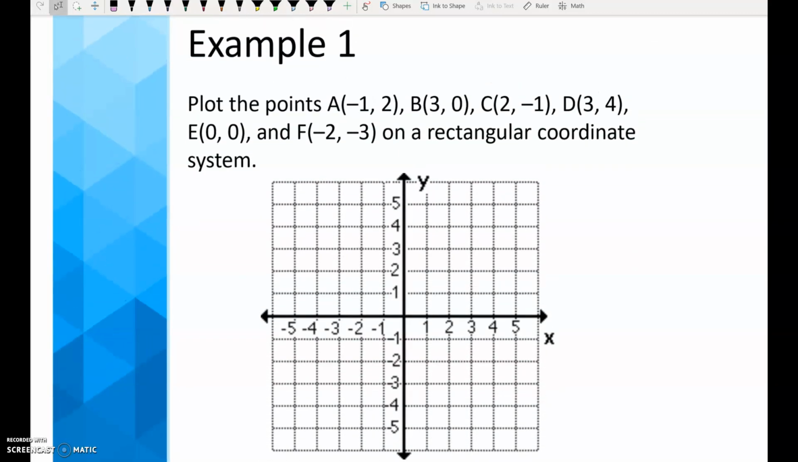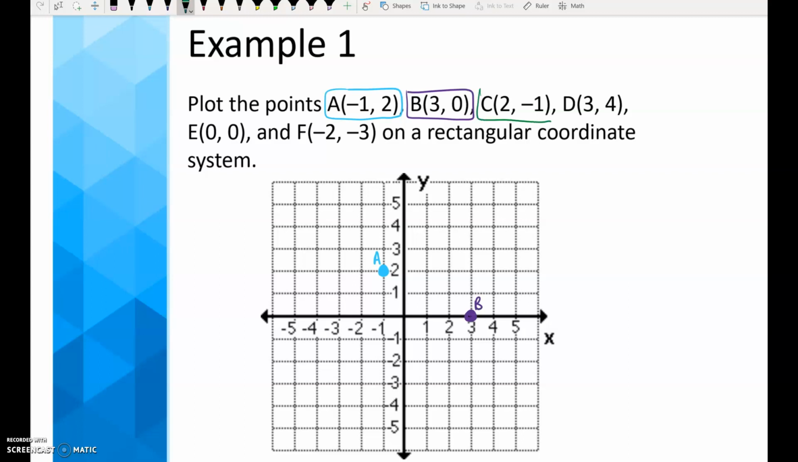So first we're going to plot the points. Point A, and I'll use colors to help out with this. So point A is at -1, 2. So -1, that's left 1, 2, that's up 2. There's point A. Point B is 3, 0. So 3 to the right, 0 up and down. There's point B.